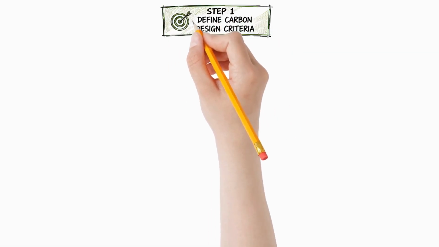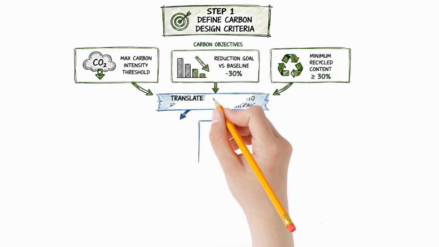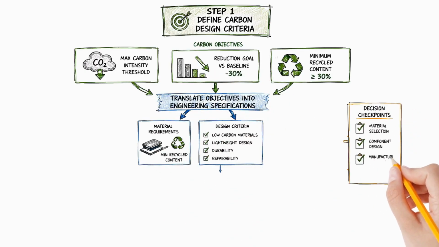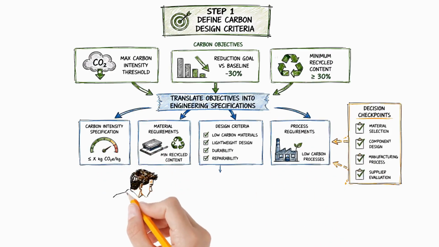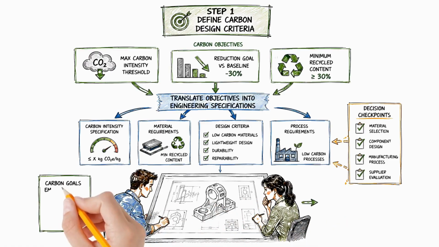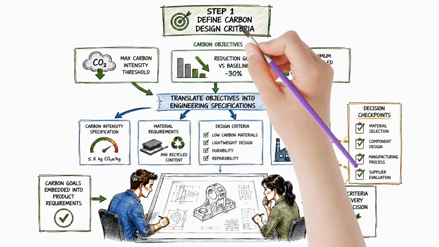Step 1 is defining carbon design criteria. Organizations establish measurable targets such as maximum carbon intensity thresholds, reduction goals compared to baseline products, or minimum recycled content requirements. These objectives must be translated into engineering specifications that designers can directly apply during development.